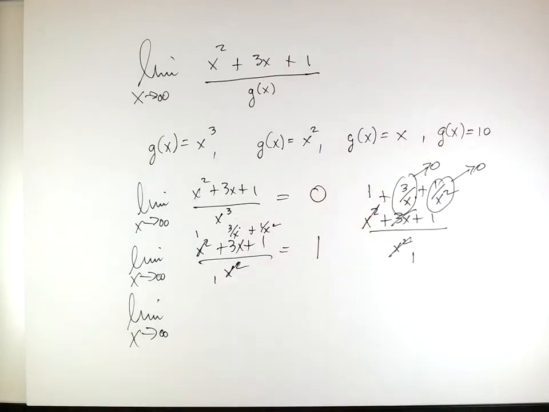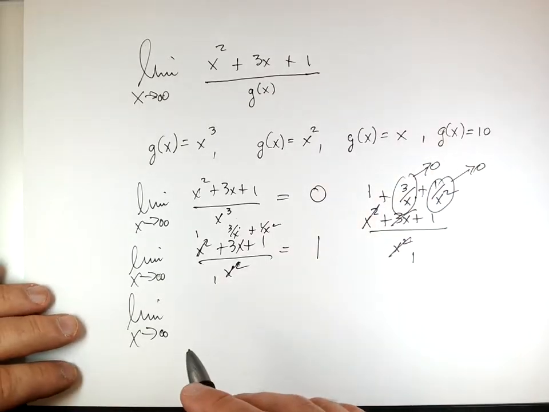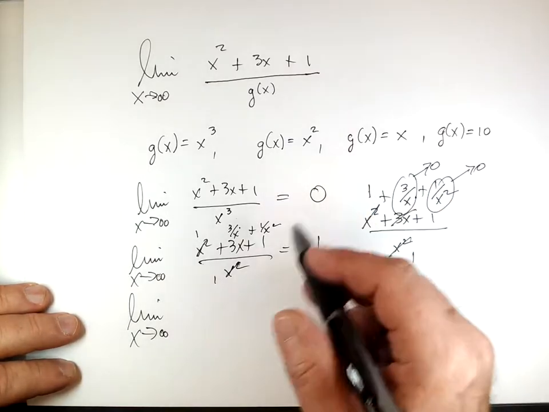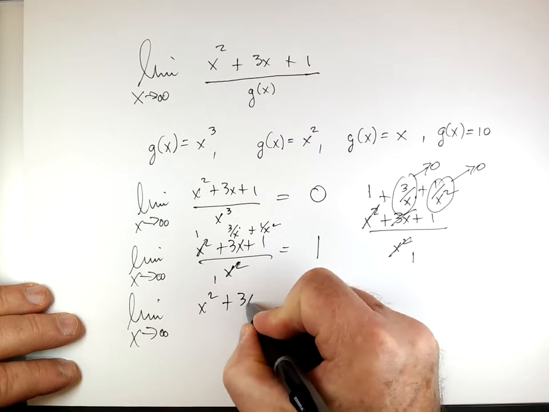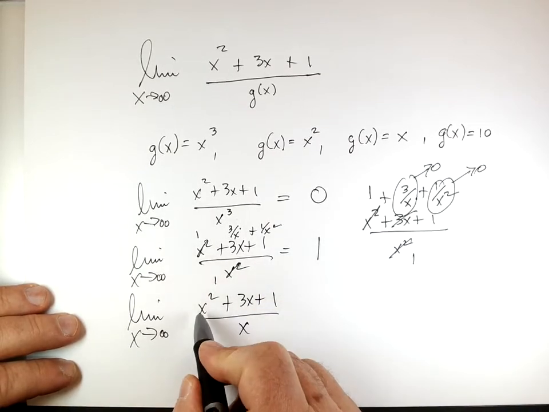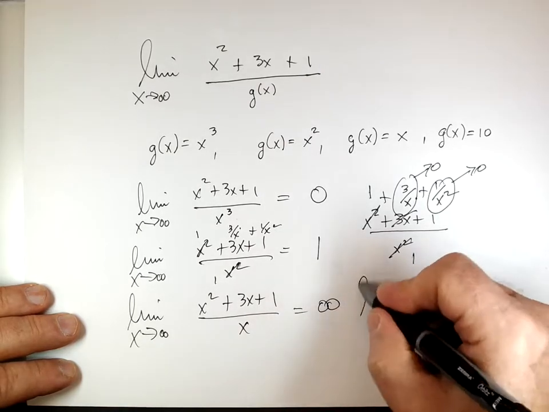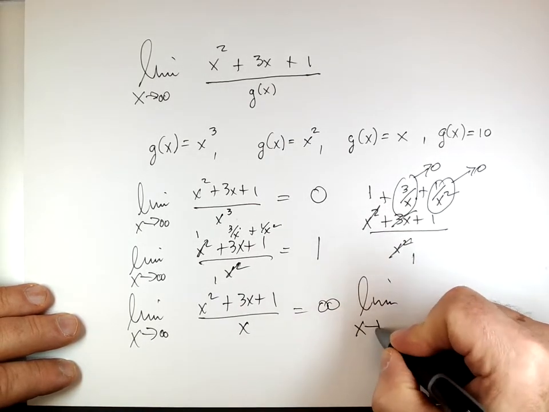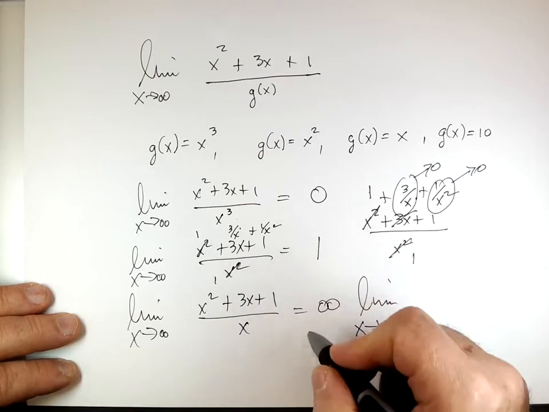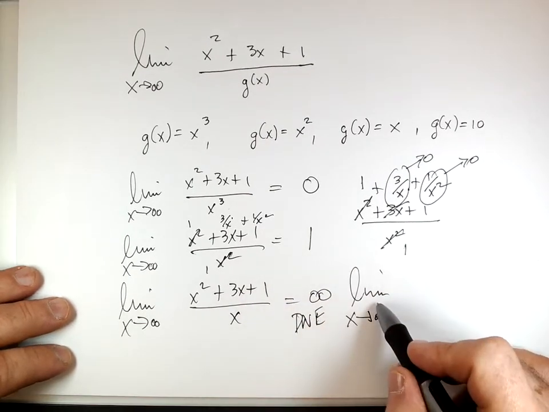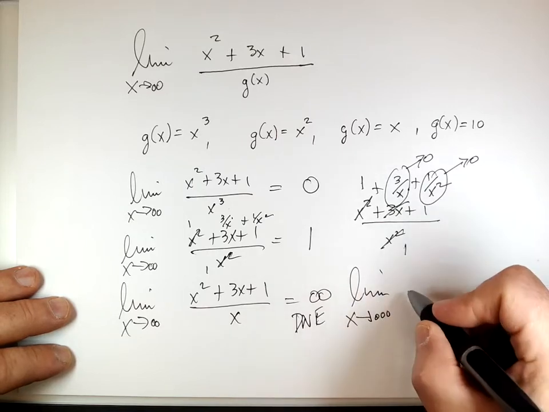The third one, x squared plus 3x plus 1 over x. The degree of the numerator is greater. That's going to go to infinity. And the last one. D&E, or does not exist. I'll accept D&E. I put D&E, I don't know. That's fine.